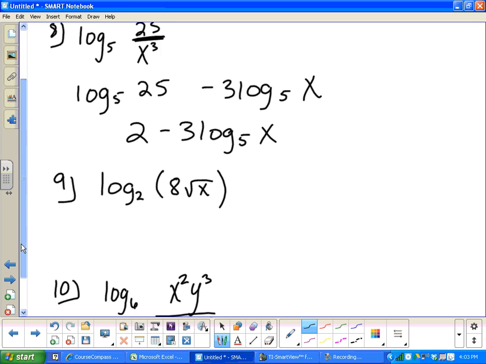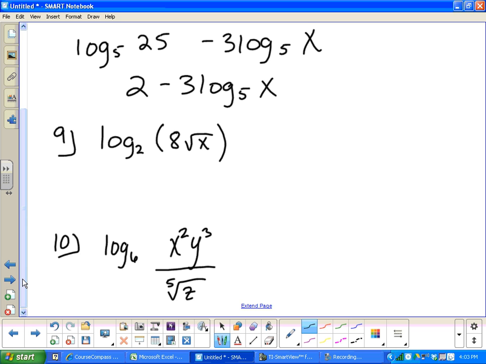Okay, number 9. This one's kind of similar. This one is multiplying instead of dividing. So with the multiplication, we're going to split this up into 2 logarithms that add. So this would be plus log base 2 of, and now instead of writing square root of x, I could write it as x to the 1/2.